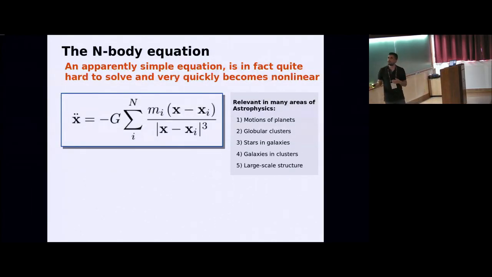So this is essentially the equation known for 300 years now, and despite being very simple, it's just a sum over 1 over r squared, it's quite hard to solve, right? It has many interesting properties, because it becomes nonlinear very quickly. And nowadays it's very important in many areas of physics and astronomy, to explain the motions of planets or the globular clusters, the stars in galaxies, or the movements of galaxies in clusters. It's this equation that we have used to send rockets to the moon, and also we use it to explain the large-scale structure.